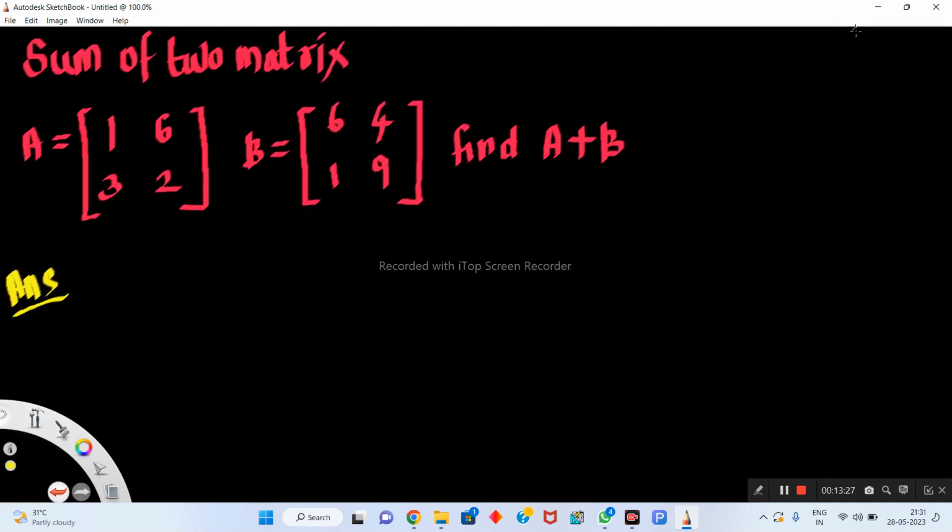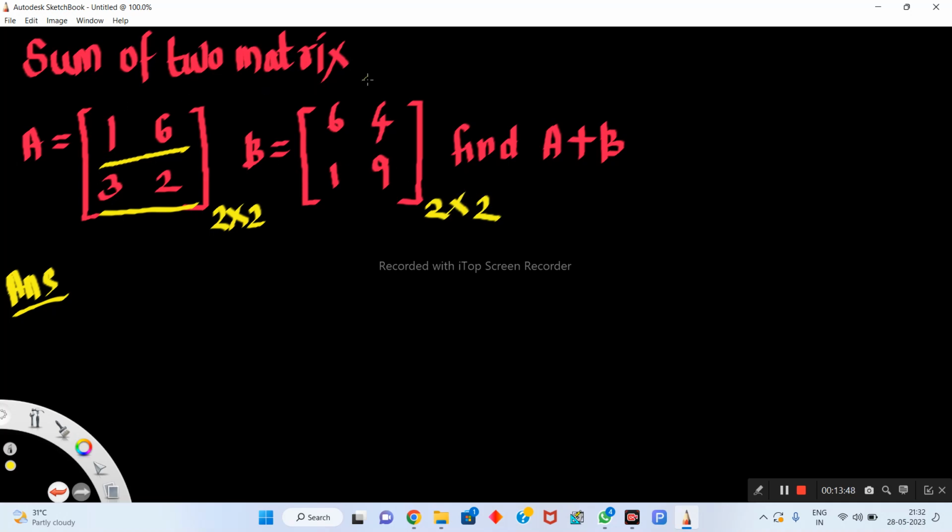This is a question for sum of two matrix. We are having two matrix A and B. Let us first identify the order of this matrix. We are having two rows in this matrix, and as well as we are having two columns in this matrix. So order of this matrix is 2 by 2. Same order of this matrix is 2 by 2.